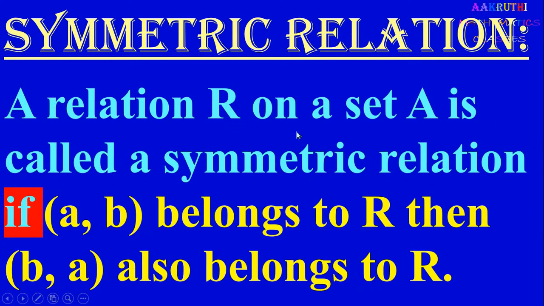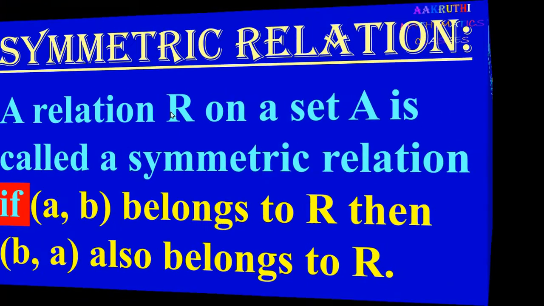A relation R on a set A is called symmetric relation if (a, b) belongs to R, then (b, a) also belongs to R. Now here, important, we have to check symmetric relation only when (a, b) belongs to R. If (a, b) is not there in R, then we need not verify symmetric relation.